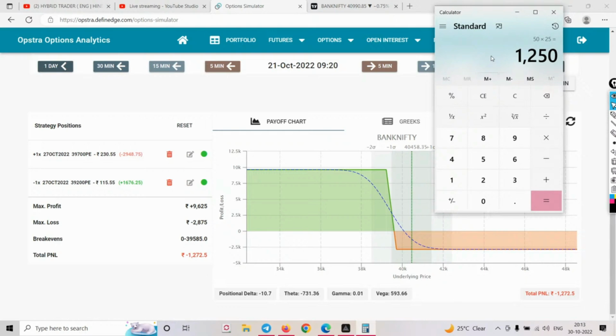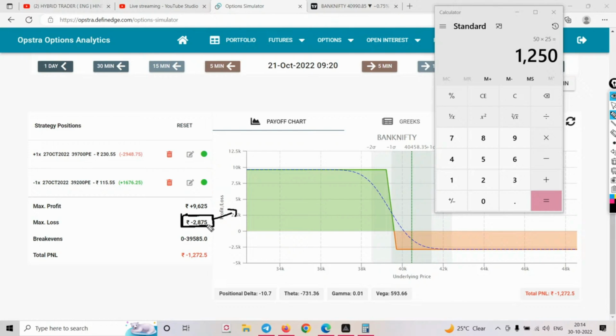Let me ask one question. Whenever you deploy the debit spread, I want a quick answer: are you okay to give up this loss in the worst case? Let's say you have an emergency, you're not able to do the adjustments or you're bad at adjustments, or you went out of the city on vacation. Will you get good sleep with this loss on a single lot? Yes or no? Are you okay to give up this loss of 2,875?